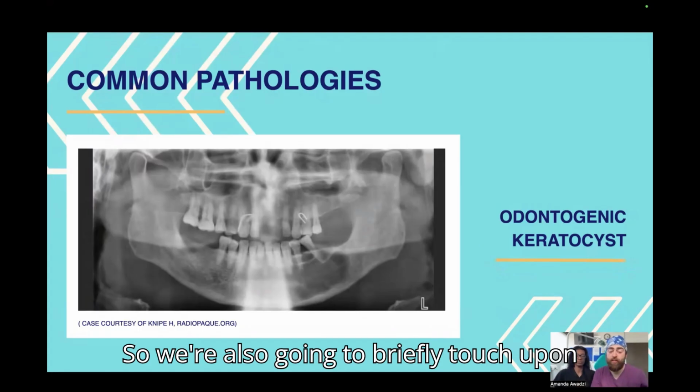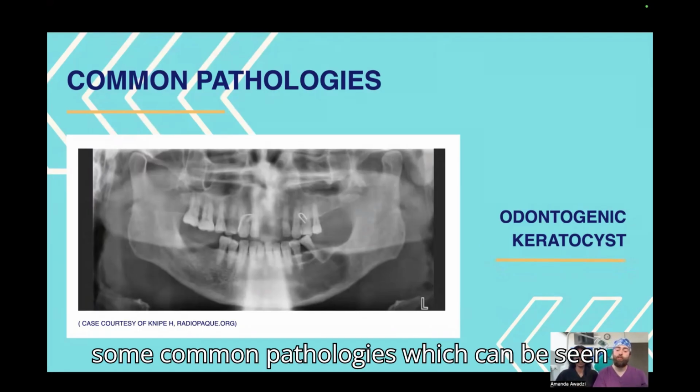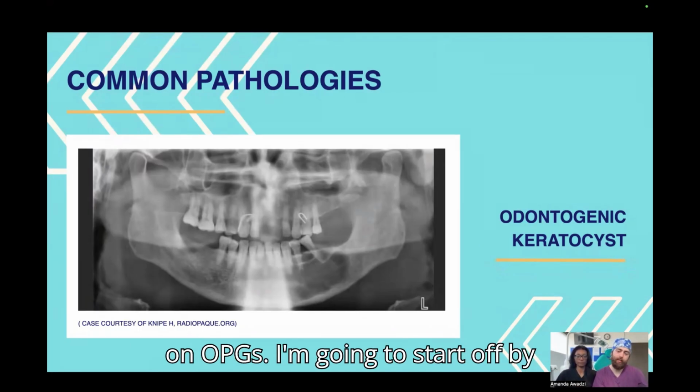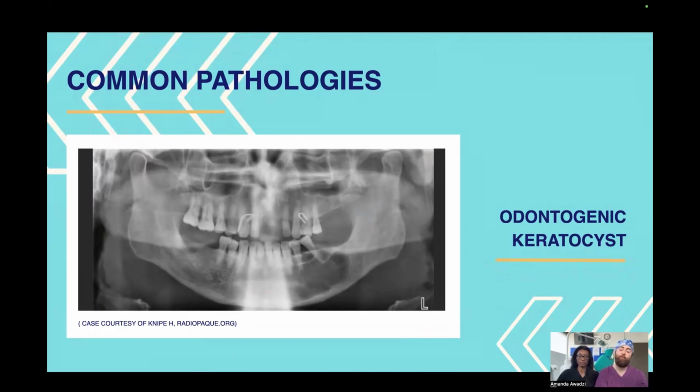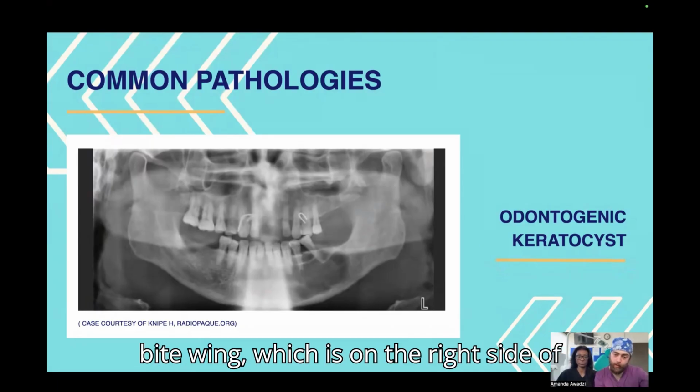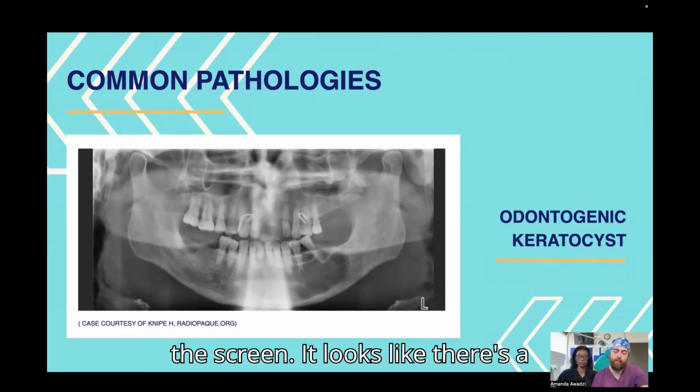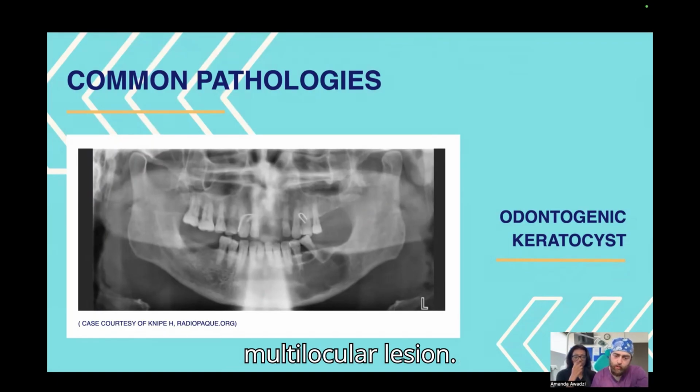So we're also going to briefly touch upon some common pathologies which can be seen on OPGs. I'm going to start off by talking about odontogenic keratocysts, which you can see on the left side of the bite wing, which is on the right side of the screen. It looks like there's a multilocular lesion.